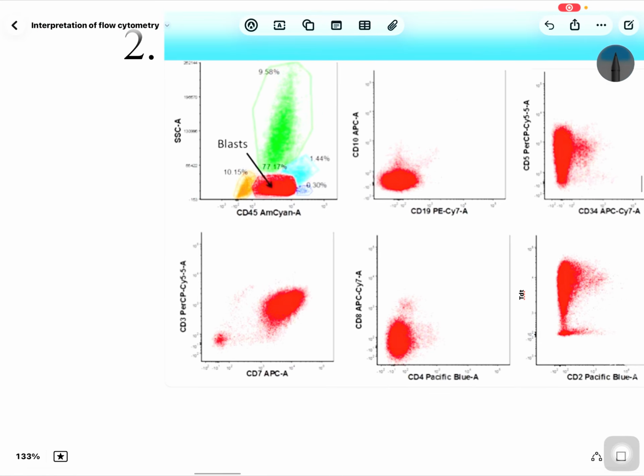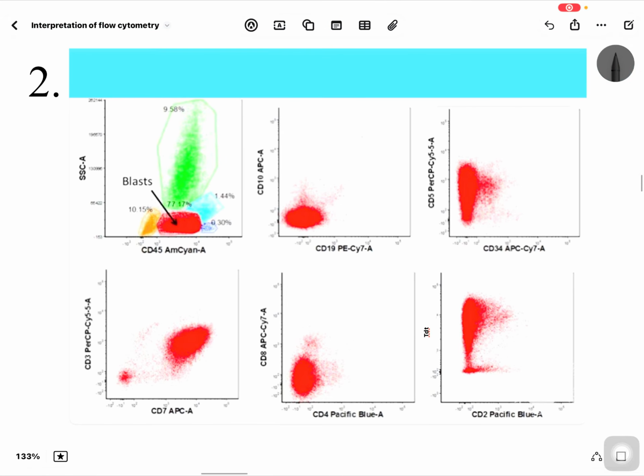Okay, now moving on to the second example, which is this. Again, what is the protocol? Check first the CD45 and side scatter. Then we get which is the abnormal population. Third step is to see if any blast markers are present. Fourth step is to check for the lineage, if it is myeloid, T cell lineage, or B cell lineage. Then we check if there is any specific marker pattern. And then the sixth one is aberrant antigen markers, whether they are there or not.